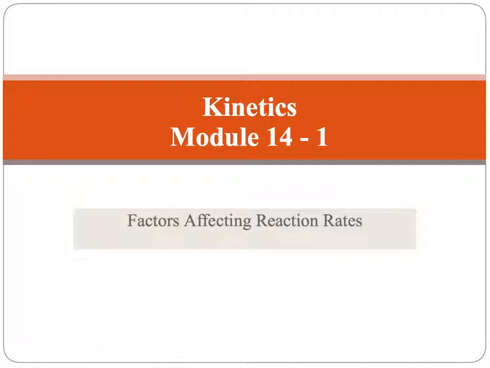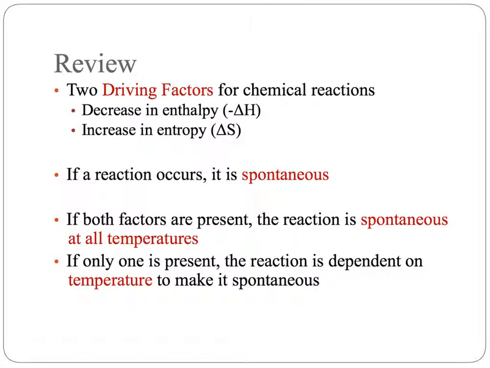This module is on kinetics, and in this video I want to talk about the factors that affect reaction rates. First, a little review. There are two driving factors that cause chemical reactions that we've been talking about in the thermodynamics module. Those factors are a decrease in enthalpy, or a negative delta H, a lowering of the energy of the products as compared to the reactants, and an increase in entropy, which is also known as disorder, and we write that as a delta S.